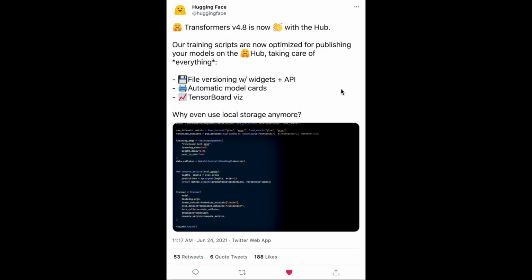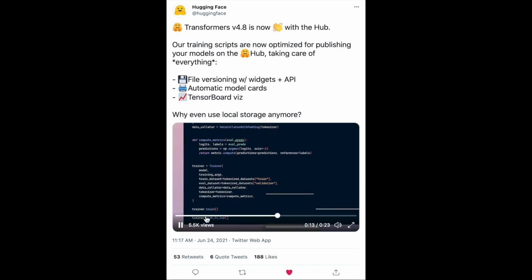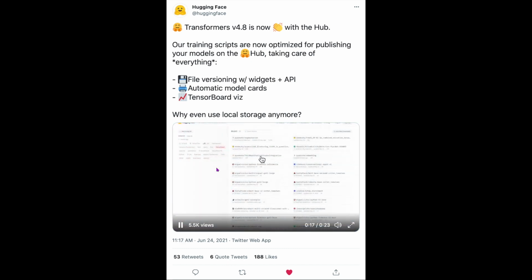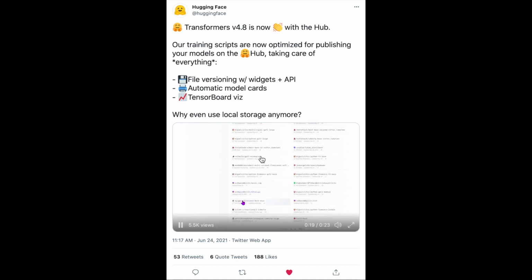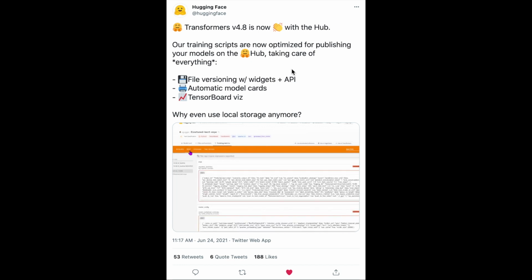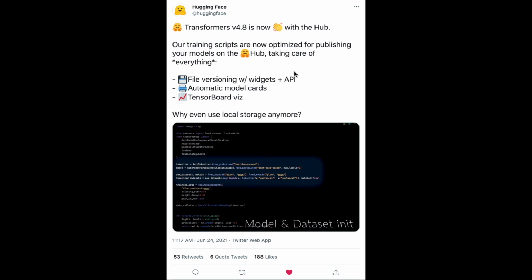Transformers version 4.8 is out, now making it even easier to upload models to the Hugging Face Model Hub. As you see, trainer.push_to_hub, appending this to this trainer interface, which is how you fit the training data and use the batch size argument, all these different things for the Hugging Face Transformers library. So now it's easier than ever to train a model and then push it to the stored weights server of the Model Hub.